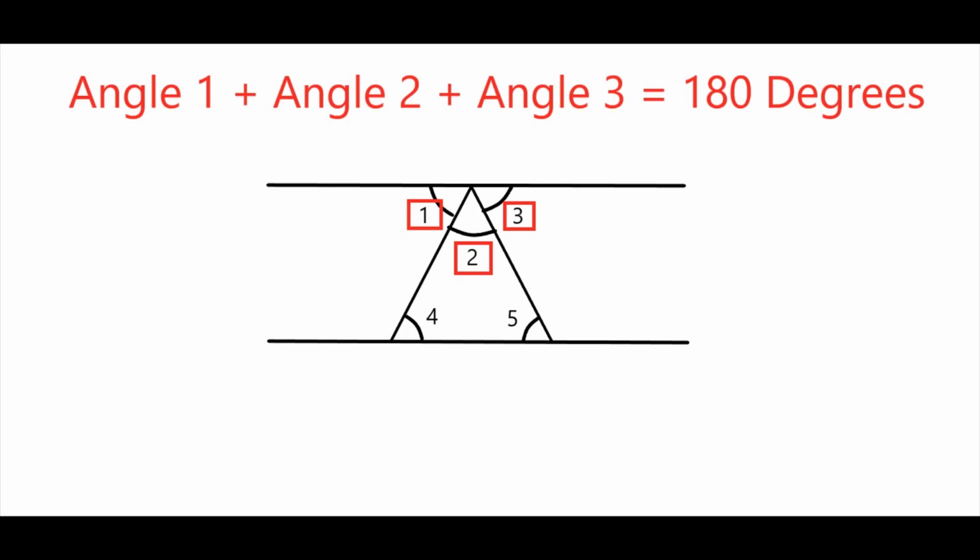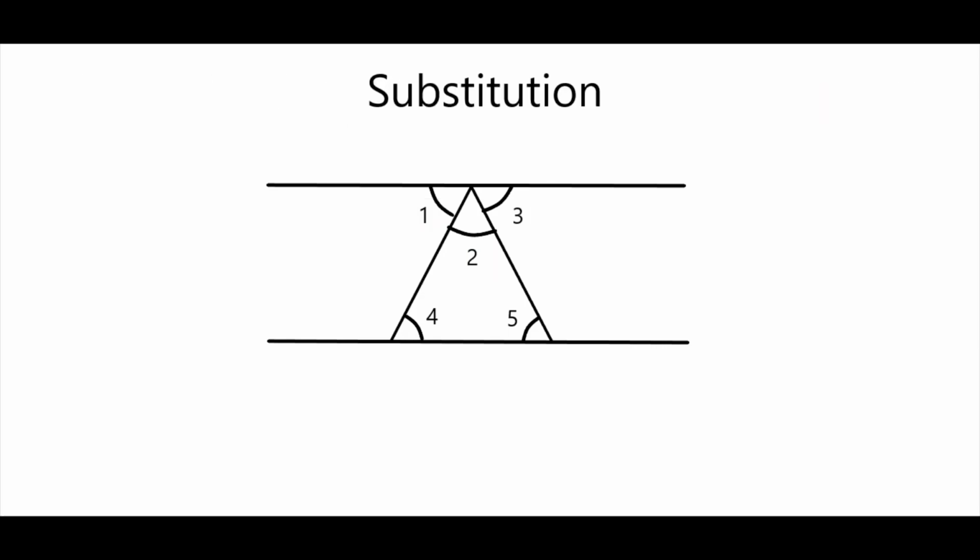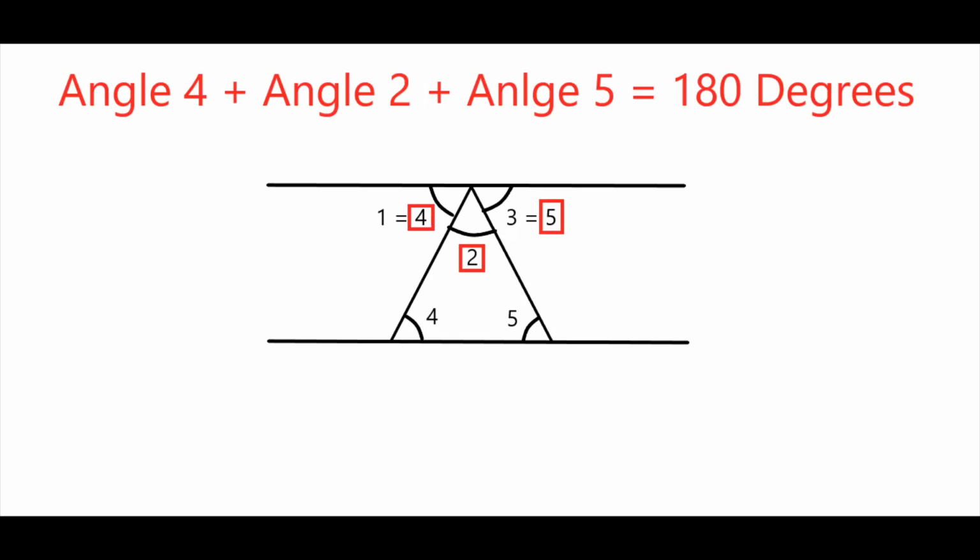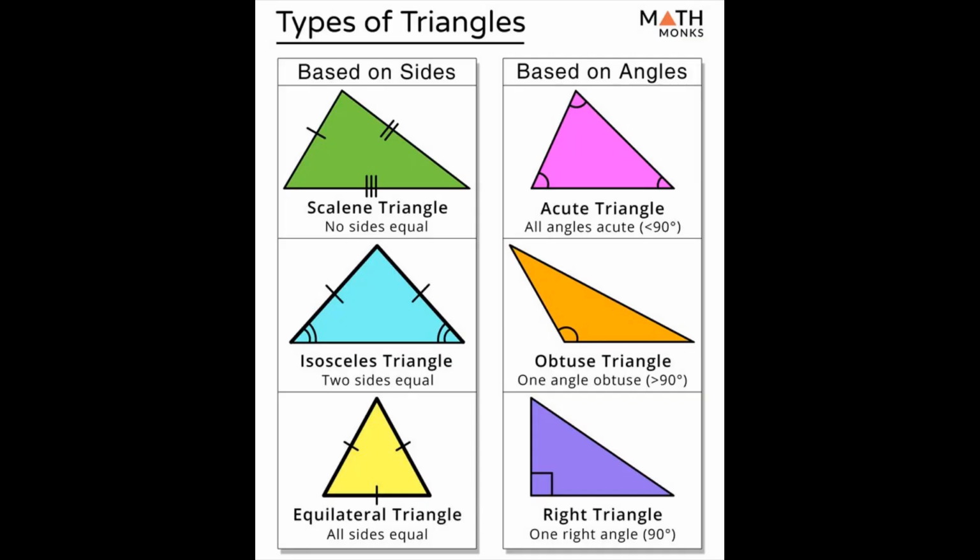So now if we use our substitution to replace angle 1 with angle 4 and angle 3 with angle 5, we know that angle 2 plus angle 4 plus angle 5 also have to equal 180 degrees. And this proof helps us understand why triangles have an interior angle measure of 180 degrees. So now let's get into the different types of triangles.